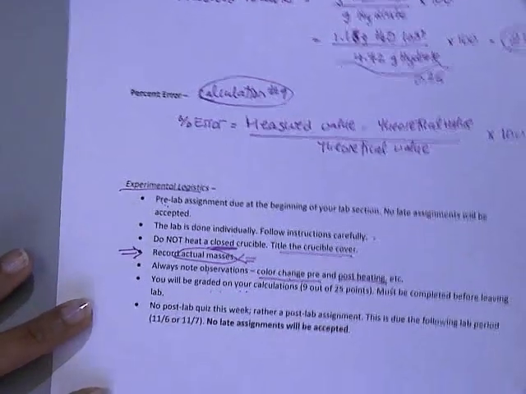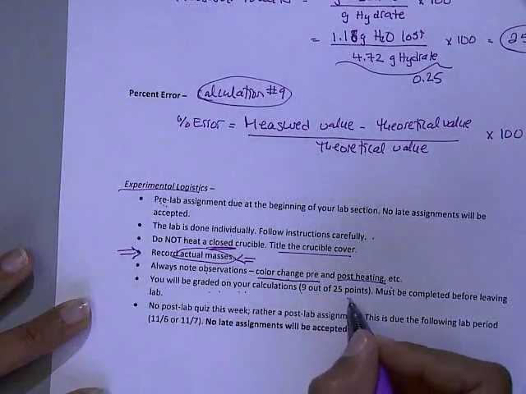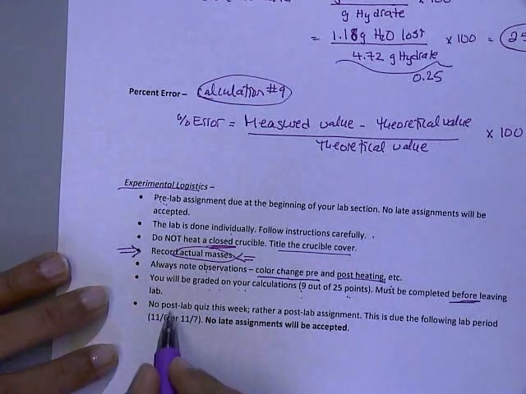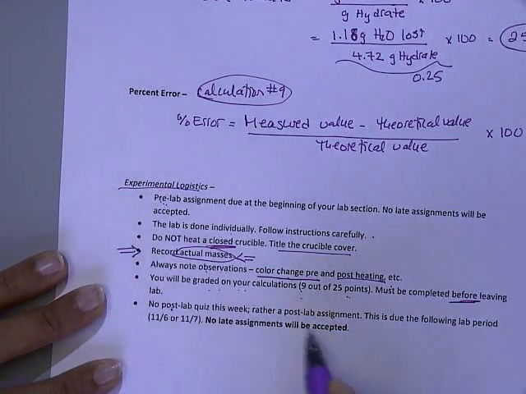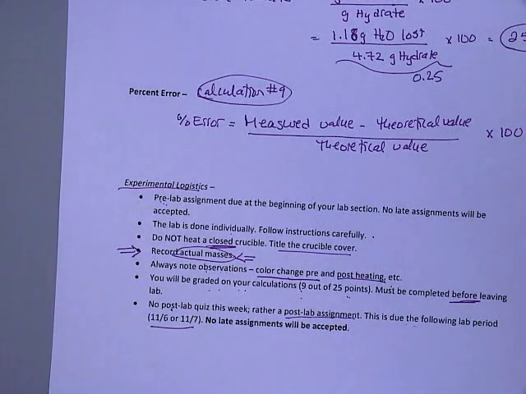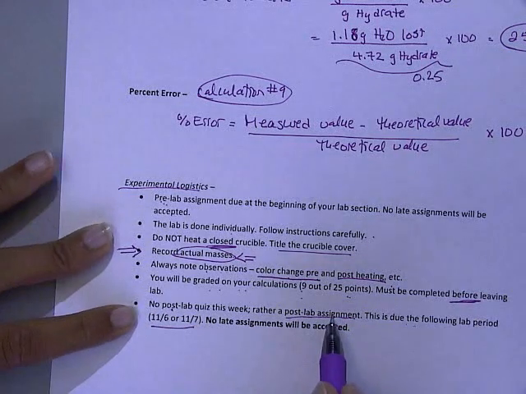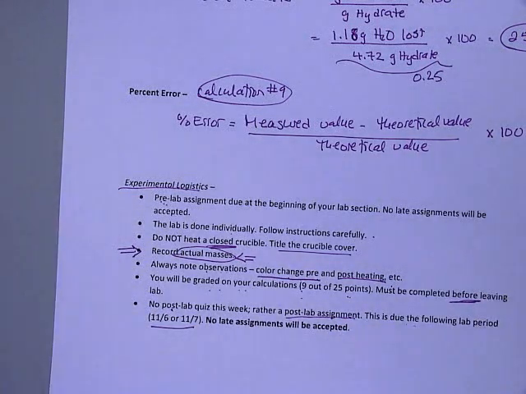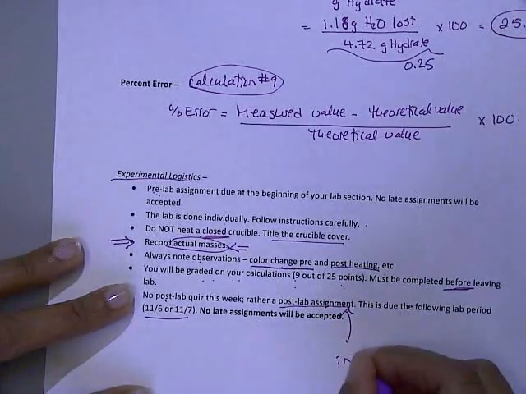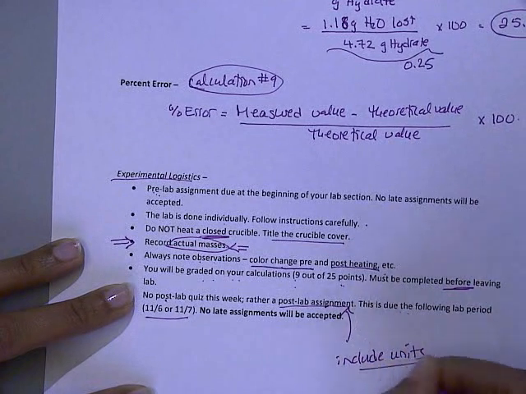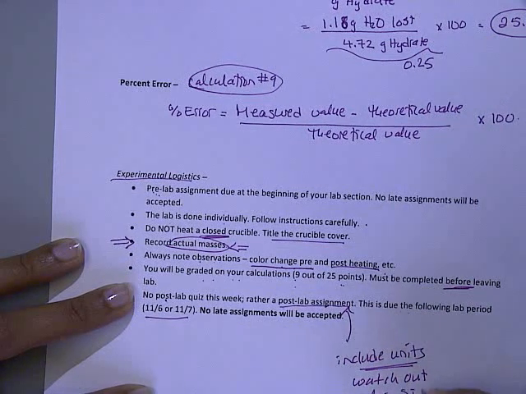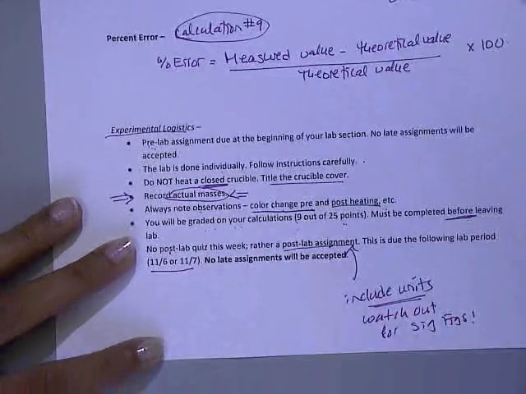You're going to be graded on your calculations for this lab as part of your lab notebooks. 9 out of the 25 points are calculations. You have to complete these before leaving lab. Please note we actually do not have a post-lab quiz this week. Instead, we have a post-lab assignment, and this will be due the following lab period. Again, we won't accept late assignments. Copies of your post-lab assignments will be placed in lab, so save your copy money. There's no need to actually print it out yourself. One thing, please include your units in all your work and watch out for significant figures. Points will be taken off for significant figures and not including notes.